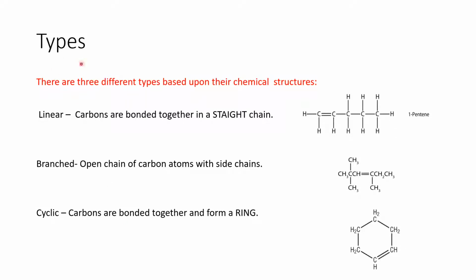The three main types, and again, they're very similar to alkanes, it's just dependent on the arrangement of carbon. So in linear, the carbons are arranged in a straight chain, in branched there's side chains and parent chains, and in cyclic, the carbon atoms are arranged in a way that they form a ring.